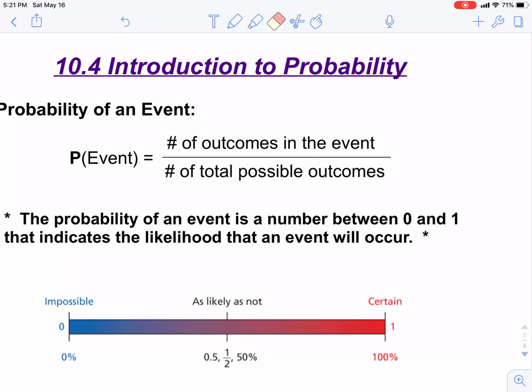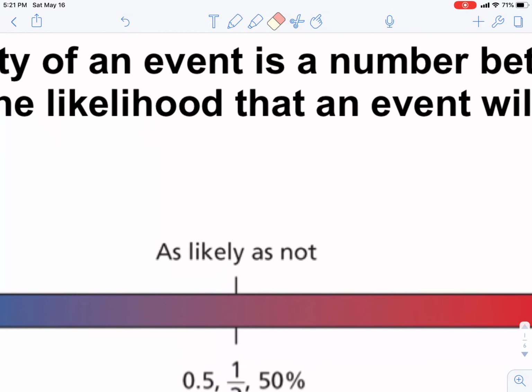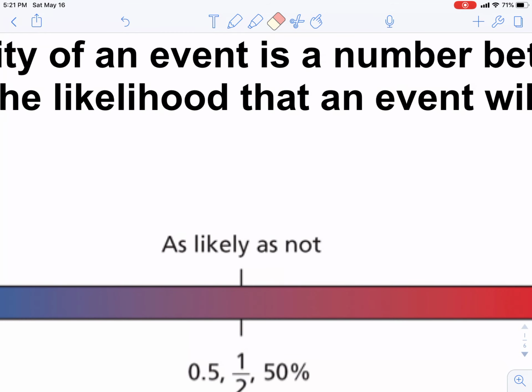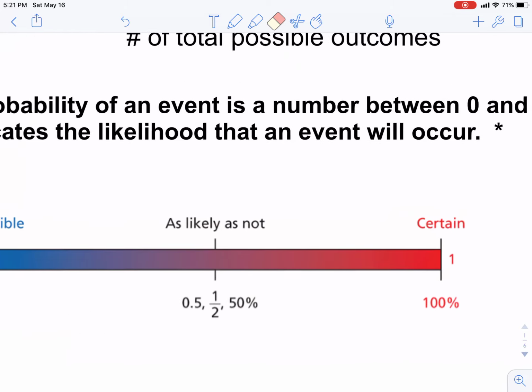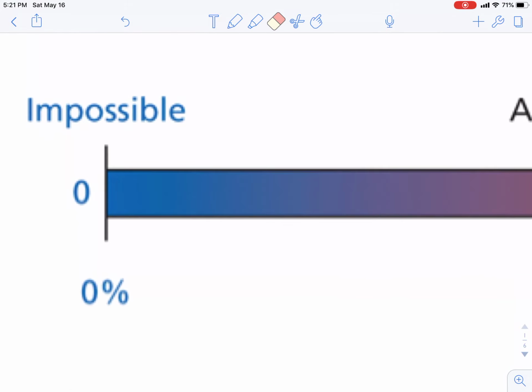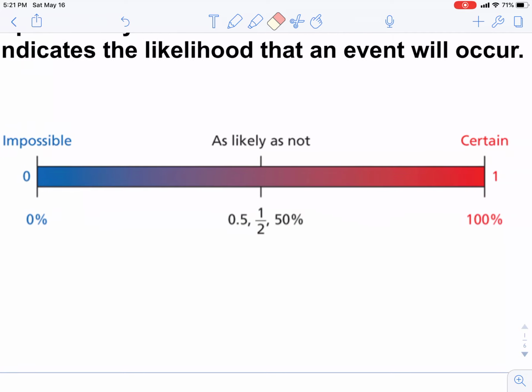Probability that it's going to rain right now is about a 40% chance. So that's almost 50%, so as likely as not. If it was a 100% chance of rain, that means it's certain and it is going to happen. Like it's going to rain, no ifs, ands, buts about it. If there was a 0% chance of rain, that means it's impossible. It will not happen ever for that day, right? So it could be anywhere in between.